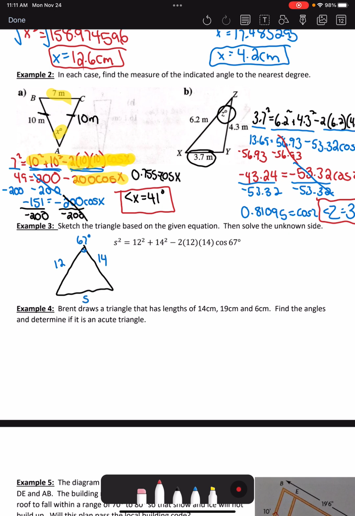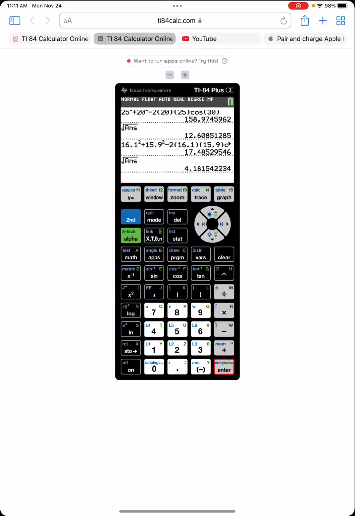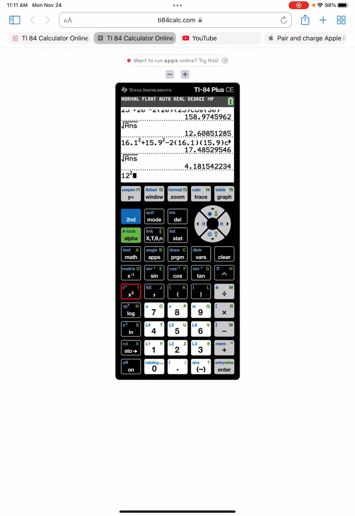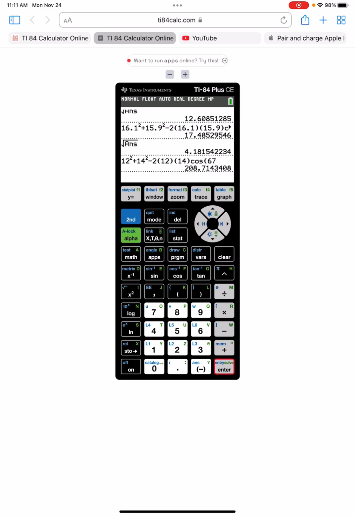Okay, so now if I'm trying to find S, right, this is an easy one. We get to just type it in our calculator. There's no algebra required. Let's go ahead and type that in. So I'm going to go 12 squared plus 14 squared minus 2 bracket 12 bracket 14 bracket cos 67, enter. That gives me 208.7, and then of course I have to square root that answer, and I get 14.4.